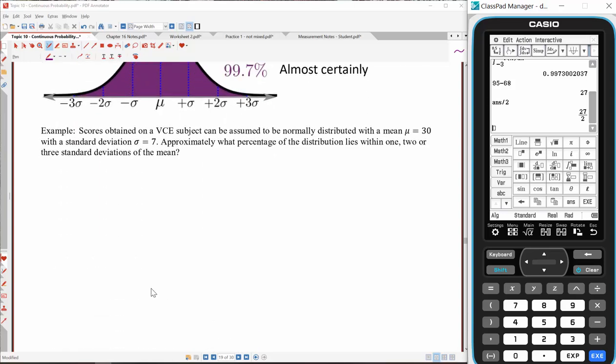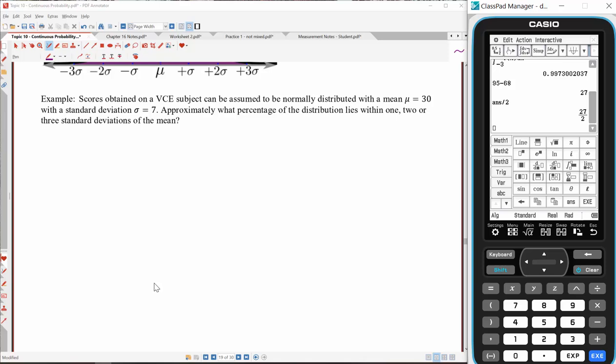Right, so let's look at how this relates to VCE. Scores obtained on a VCE subject can be assumed to be normally distributed with a mean of 30 and a standard deviation of 7. Okay, in fact, they have to be. So approximately what percentage of the distribution lies within 1, 2, or 3 standard deviations of the mean?